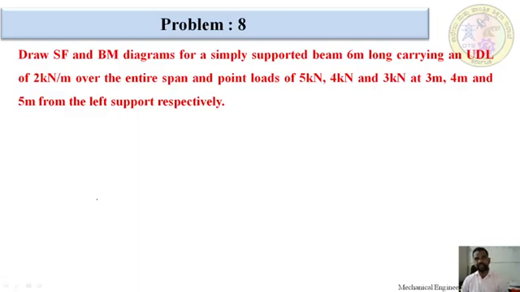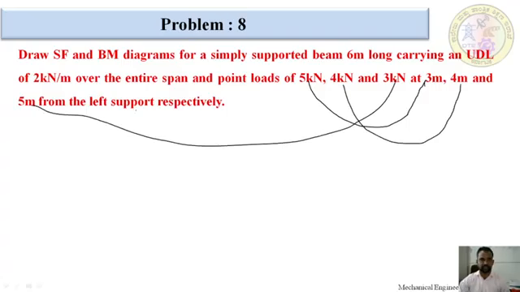It also carries point loads of 5 kilonewton, 4 kilonewton, 3 kilonewton at a distance of 3 meter, 4 meter and 5 meter from the left support. 5 kilonewton is at a distance of 3 meter, 4 kilonewton at a distance of 4 meter and 3 kilonewton at a distance of 5 meter from the left support. First of all, I am going to draw roughly. This is a simply supported beam.